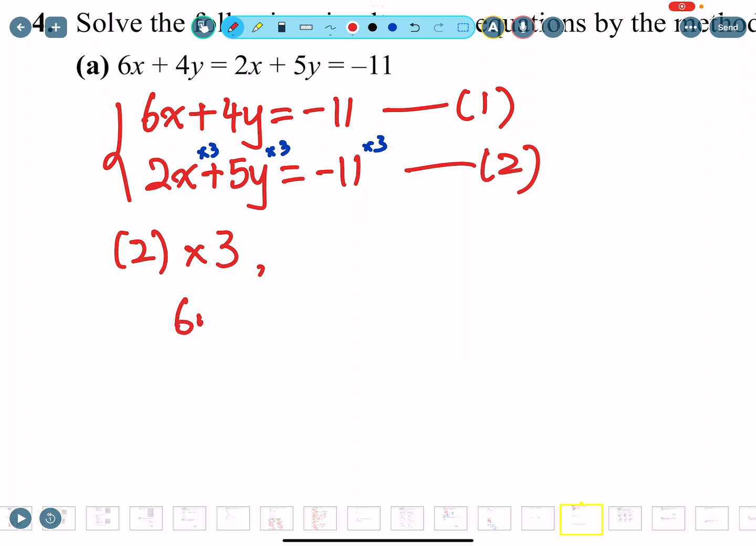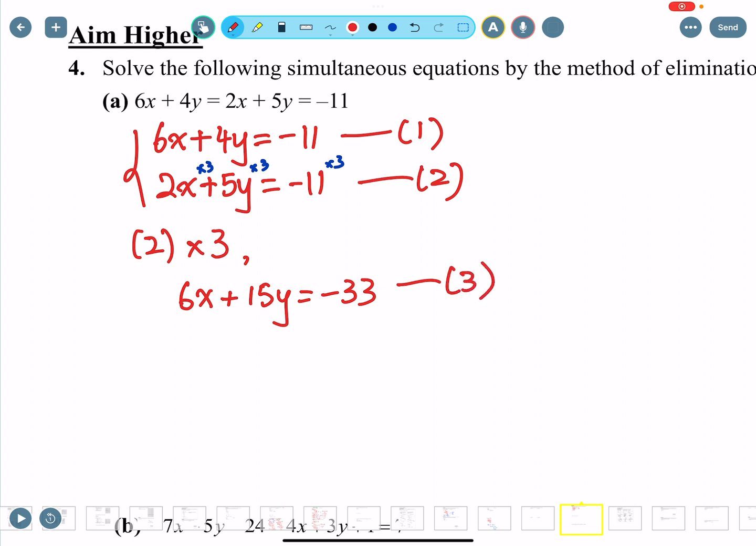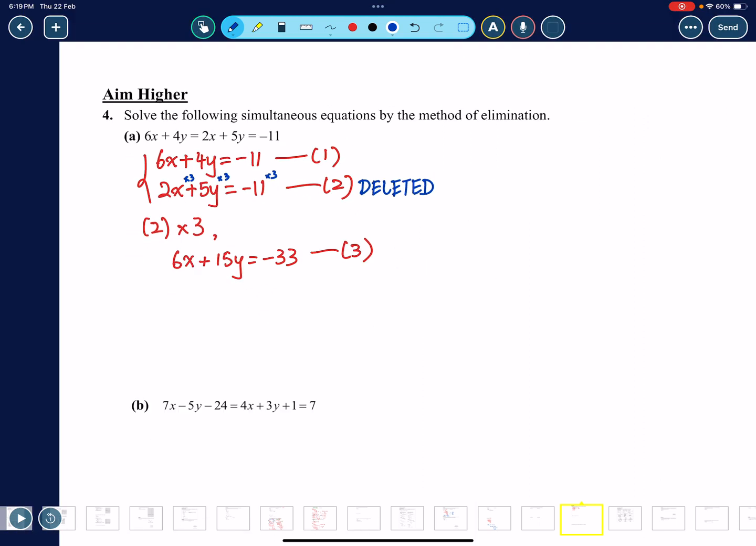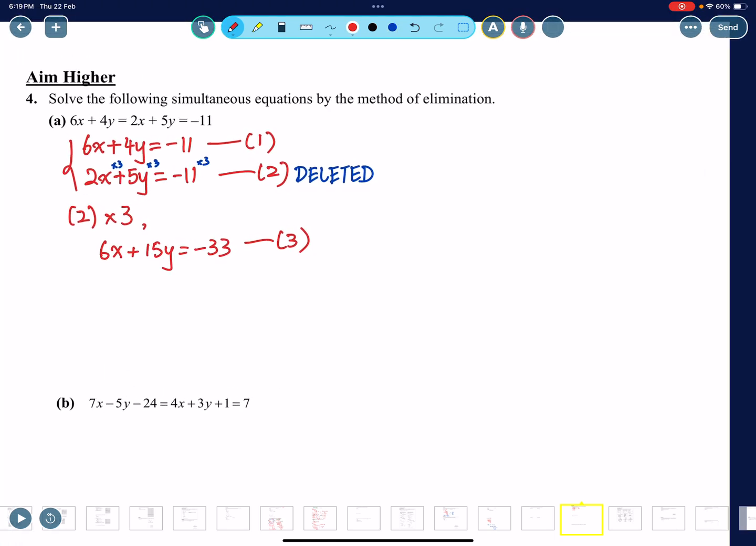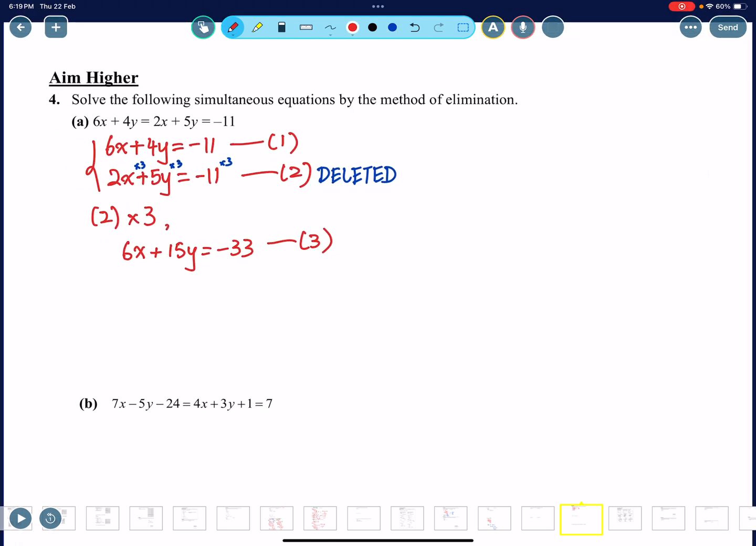You will get 6x plus 5 times 3 is 15y. Negative 11 times 3 is negative 33. This will be equation 3 now. Equation 2 is not valid, so delete it. We're not going to use it, basically. So let me write on the right side here. We're going to subtract the first one with the third one, 1 minus 3. So let's write it down vertically so we don't confuse ourselves.